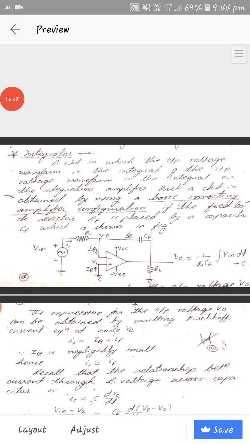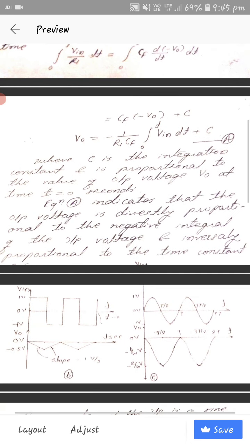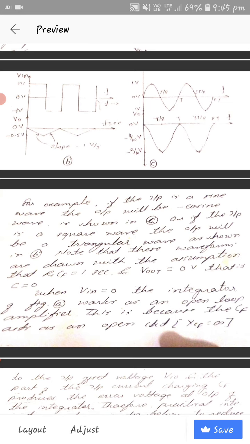The main point firstly is using the feedback capacitor. Here the output voltage waveform is the integral of the input waveform, which is why it is called an integrating amplifier. It is used in a basic inverting amplifier configuration of the operational amplifier. When the capacitor is charging, the output voltage changes. So the feedback resistor is used in parallel to the feedback capacitor.